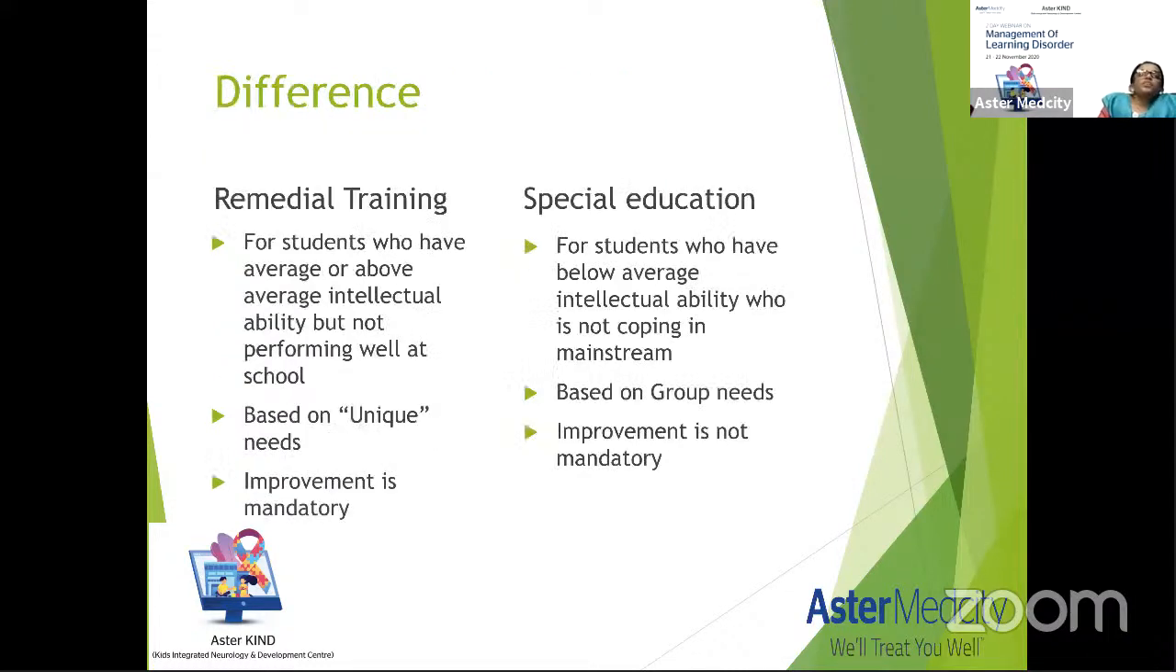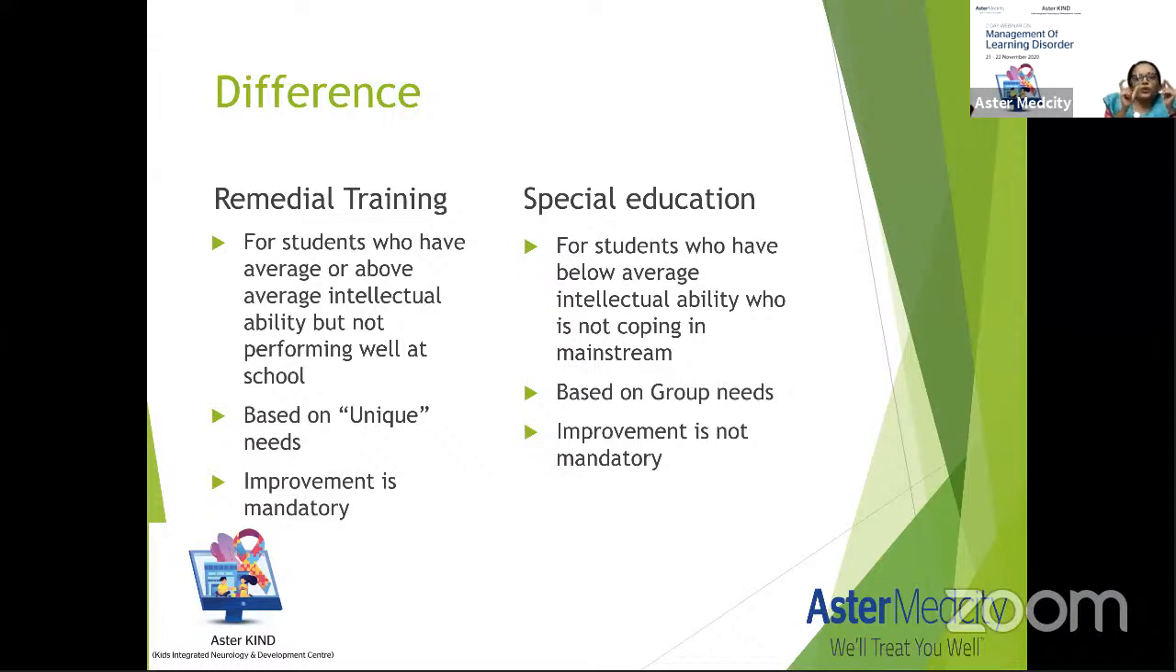Now, is it different or is it the same as special education? Actually, remedial training comes under the umbrella term of special education, but it is different from special education. That you must know, right? If we are giving a child remedial training, it is a must that the child has average or above average IQ. IQ is very important in remedial training.